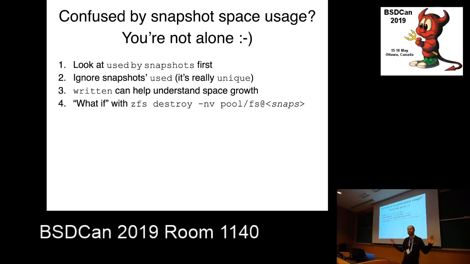Ignore the snapshot's used space. I know we put that right up in your face when you do zfs list -t all. Maybe we should consider just getting rid of that. But ignore the snapshot's used space. The written space can help you understand how the space grew over time. And then you can do these what-if experiments with the zfs destroy -nv of a list of snapshots.